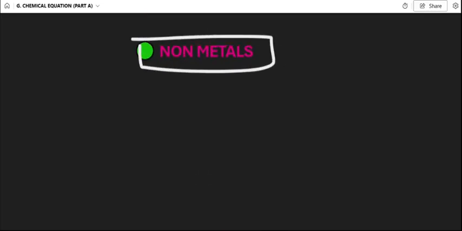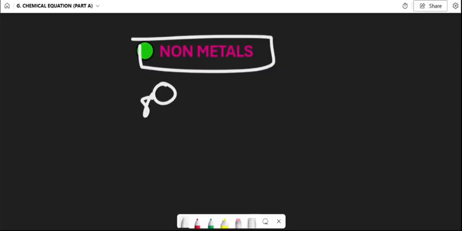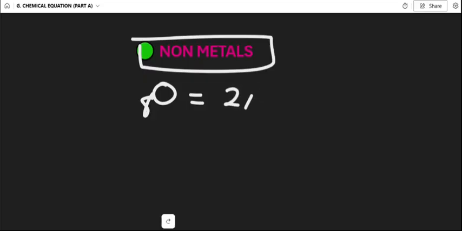Okay, the next one is the non-metal. For a non-metal, the valency is always determined by the outermost electron. Okay, let's consider oxygen for an example. Oxygen is symbolized as O and the atomic number is 8. So writing it on the shell, it is 2,6.